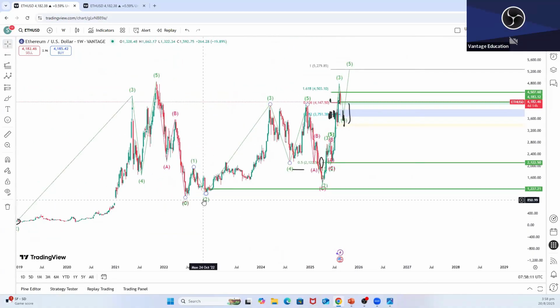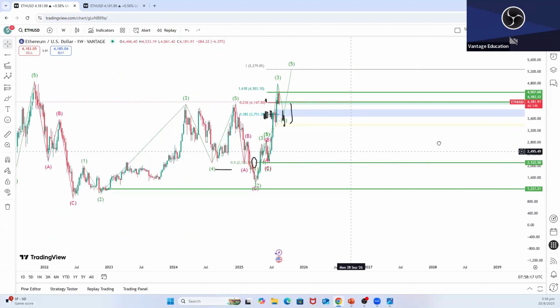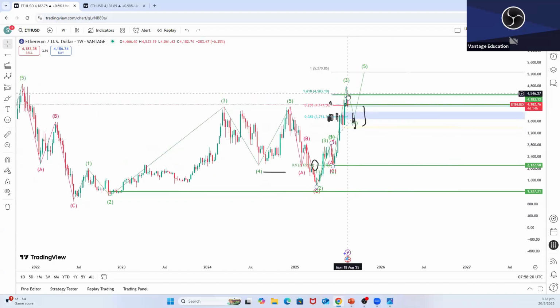I held my Ethereum all the way to recently. I just got out here at 4,600. I made more than 300%, and I did it using Elliott wave. Okay, it's very silly because I should have gotten out here at the first wave 5, but I was pregnant and giving birth during that time. I literally just gave birth here in November of 2024, so I was not looking at the charts.